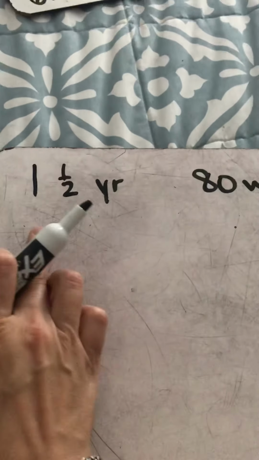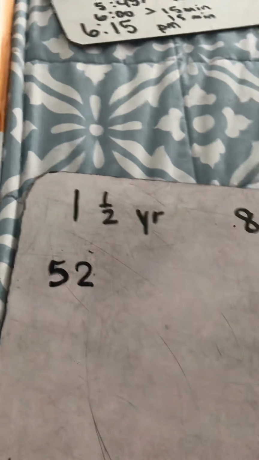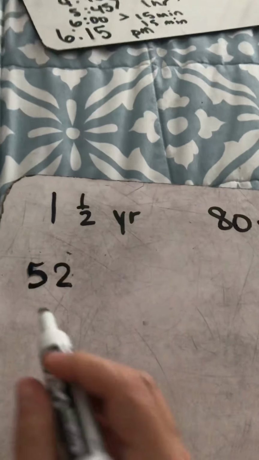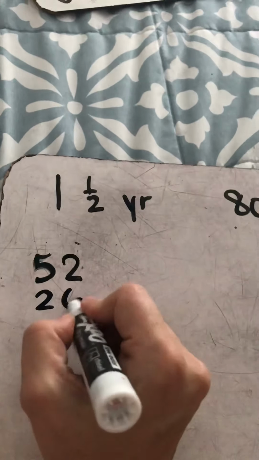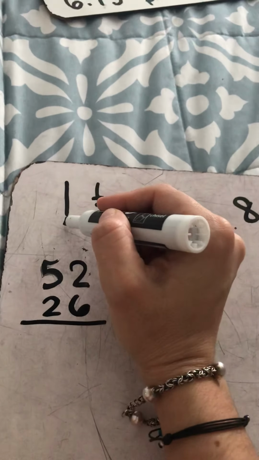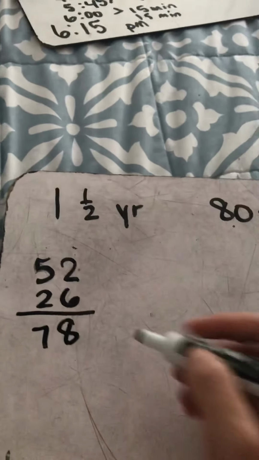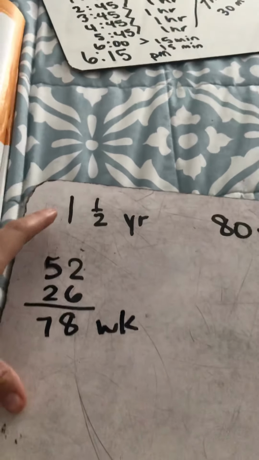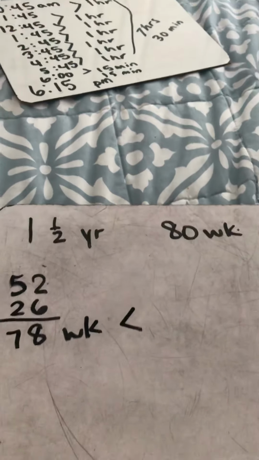I know that 1 year has 52 weeks. So 52 weeks is equal to 1 year. What is half of a year? Well, if one whole year is 52, what is half of 52? Half of 52 is 26. So 1 year is 52 weeks. Half a year is 26 weeks. Add them together, I have 78 weeks. So now I'm comparing 1.5 years, which is equal to 78 weeks, to 80 weeks. Which one's bigger? Obviously, 80 weeks is bigger.